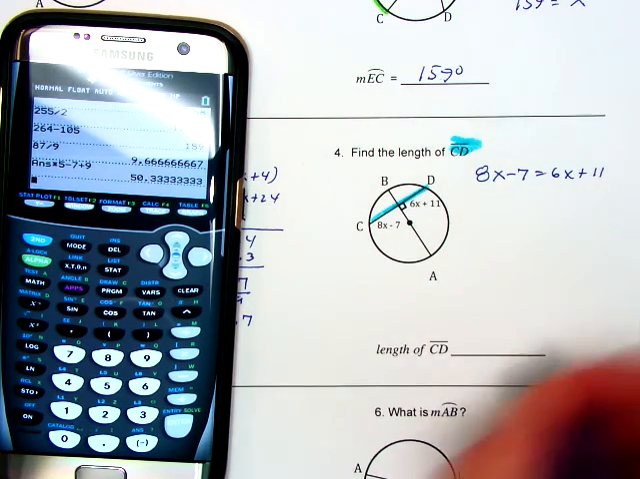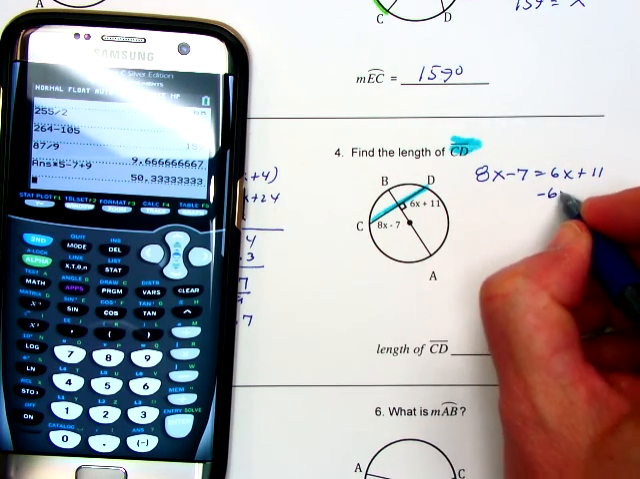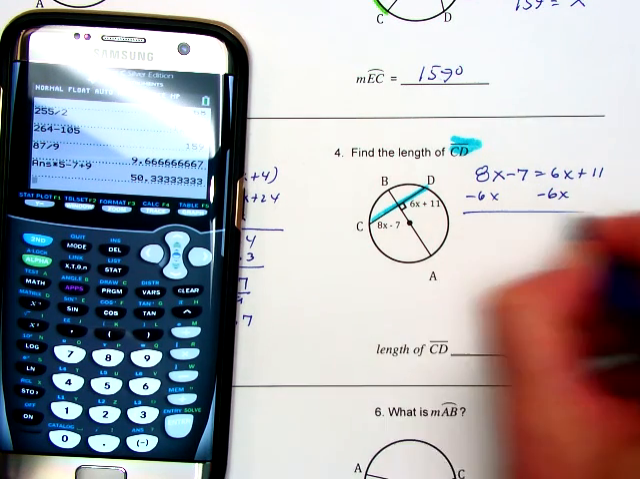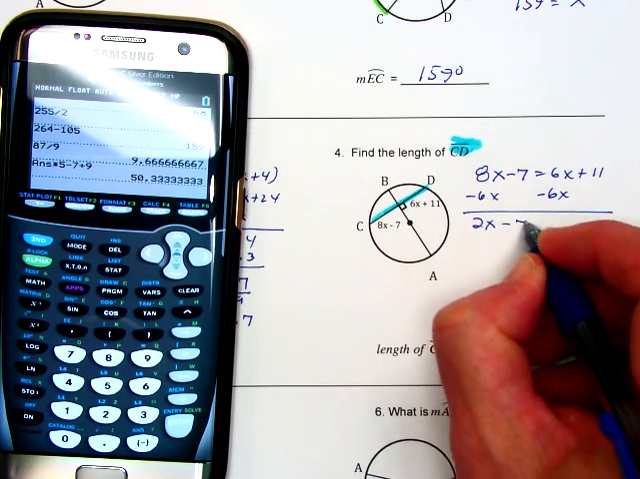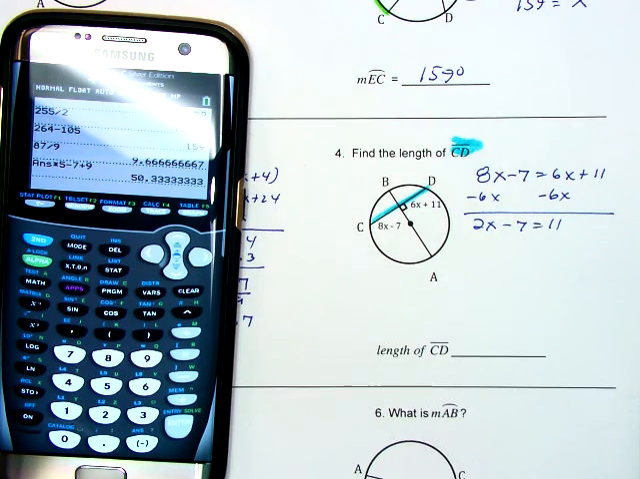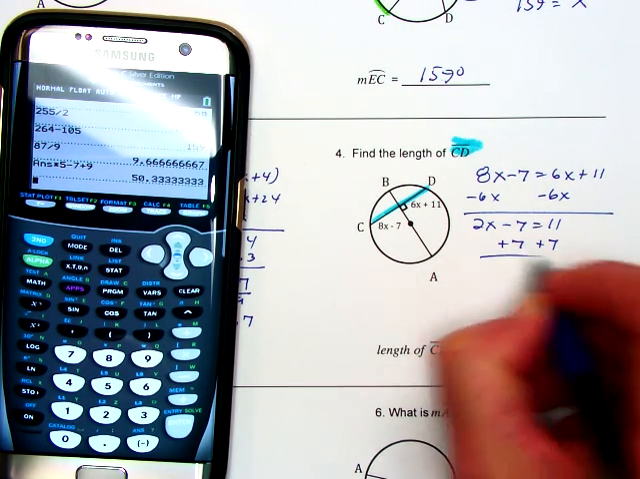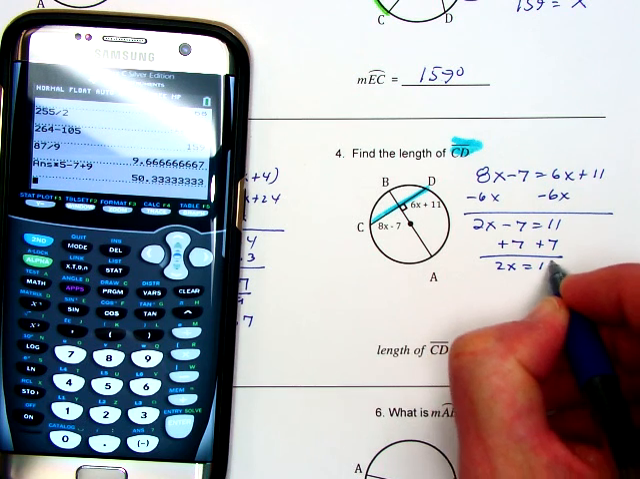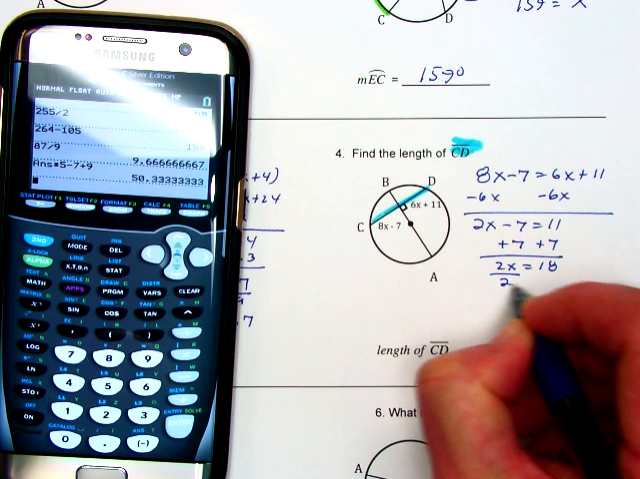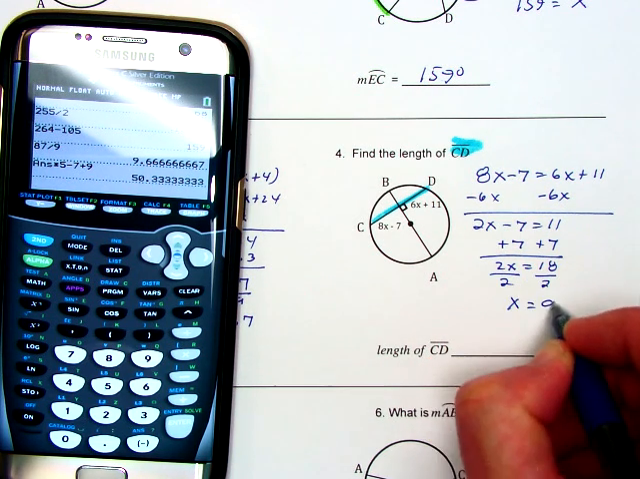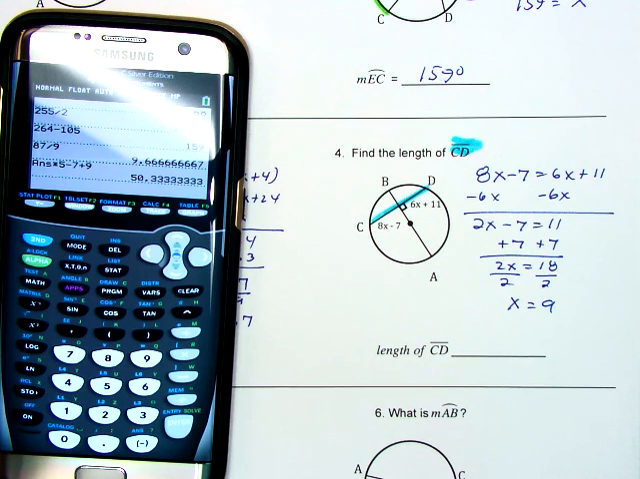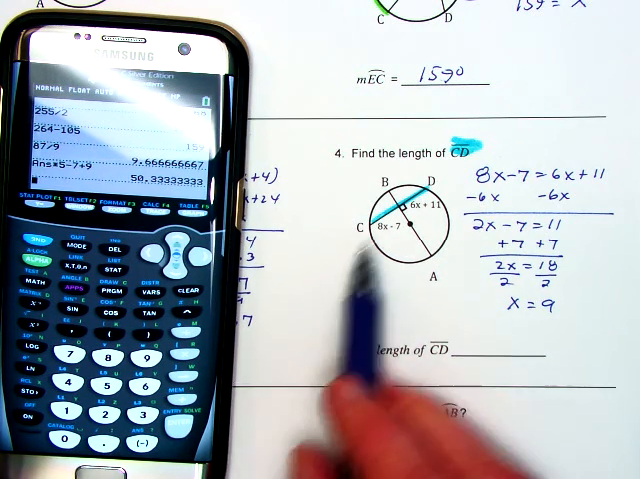Okay, now I got to collect like terms, so I'm going to subtract 6x from both sides. So I get 2x minus 7 is 11. Next step is to solve this. I'm going to add 7, and I get 2x is 18. If I divide by 2, x is 9. Now that's not our answer, because we're looking for the length of CD. Now since these are equal, it doesn't matter which one I plug it into.